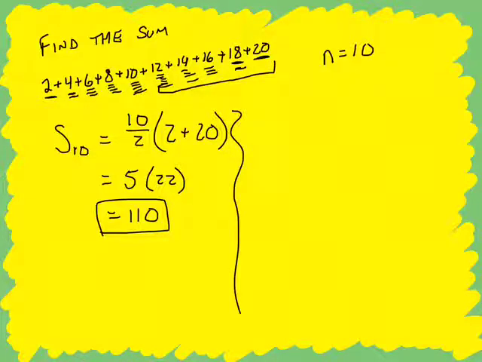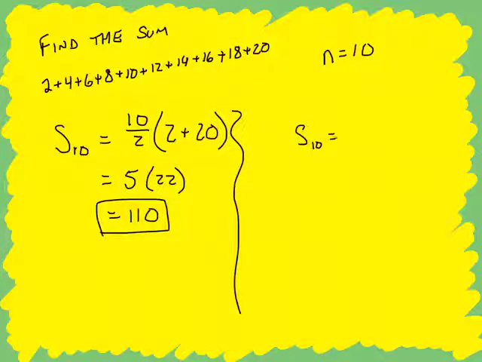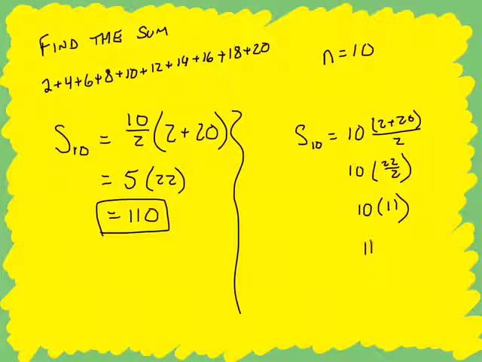The other method of doing this that we mentioned would take the average of the first and the last term. If we thought of things that way, we could say S sub 10 is equal to 10 terms times 2 plus 20 divided by 2. Well, 2 plus 20 is 22. 22 divided by 2 is, of course, 11. And that gives us 110 once again. Not a surprise that we get the same result.